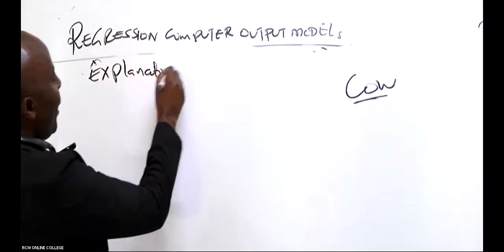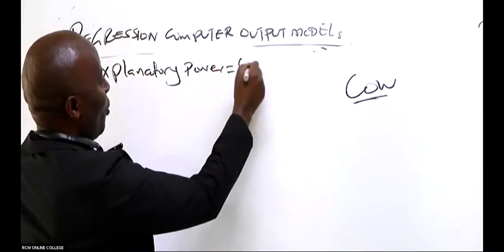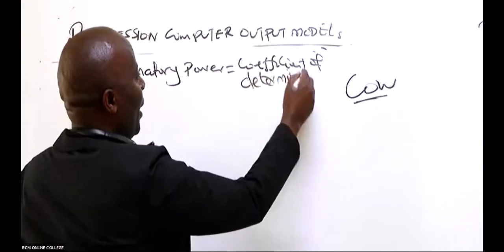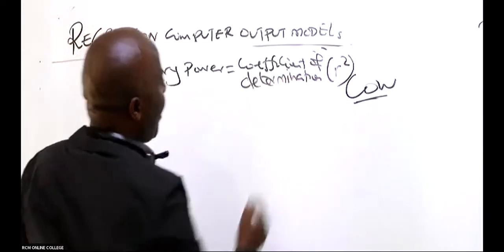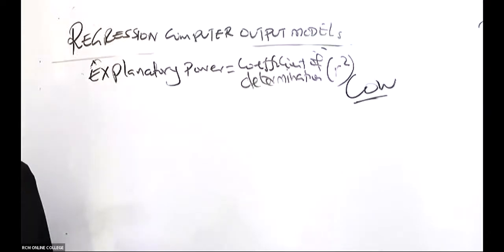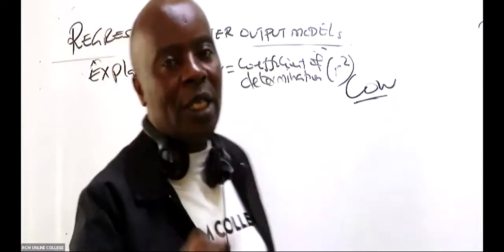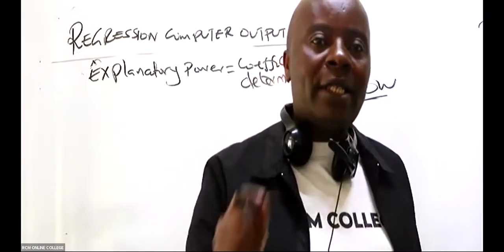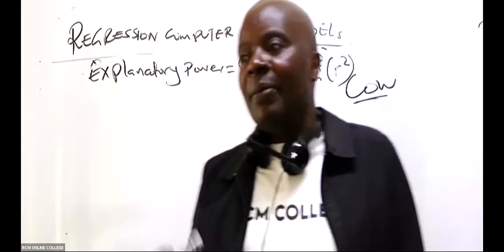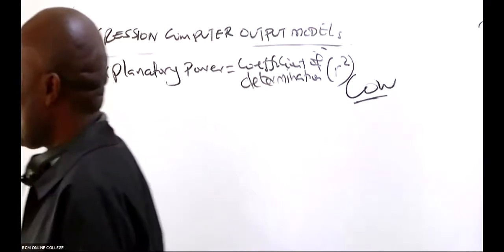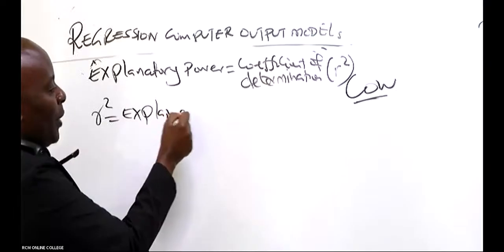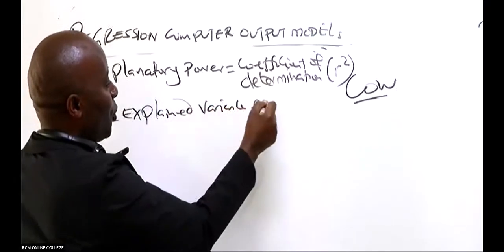Explanatory power is the coefficient of determination, which is our R squared. You see, in most questions, the examiner will always give you this R squared and then ask you to interpret. But here he has not given us the R squared; it is asked to calculate it. It's not a tough thing, because I know that R squared is the explained variance proportion.